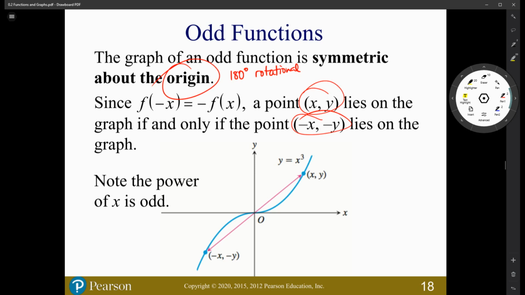We can see this here in a pretty common odd function, y equals x cubed. Here's the graph in blue. There is some point on the graph x comma y, and 180 degrees around the origin from there is another point, negative x, negative y. Those are even and odd functions.